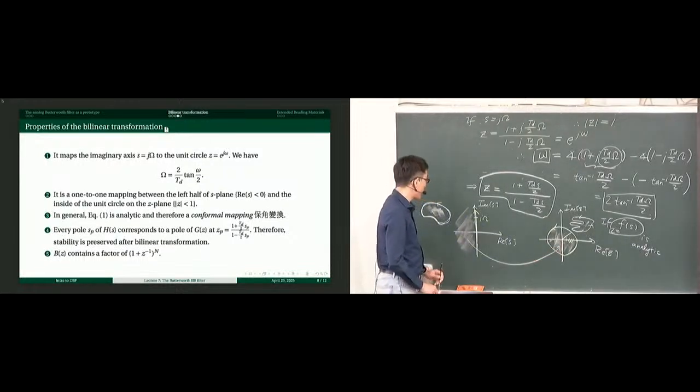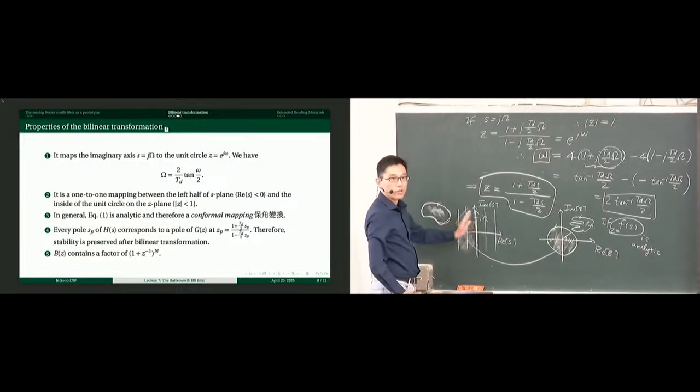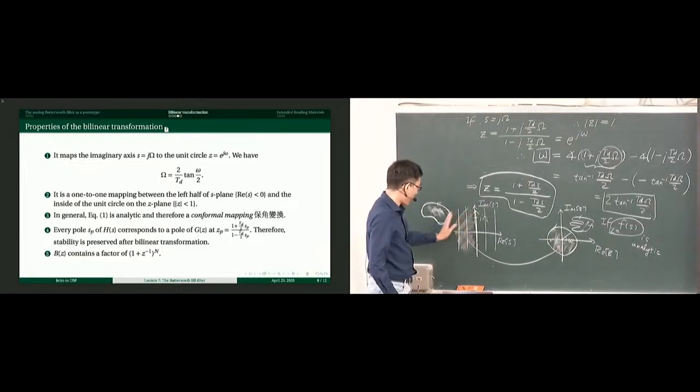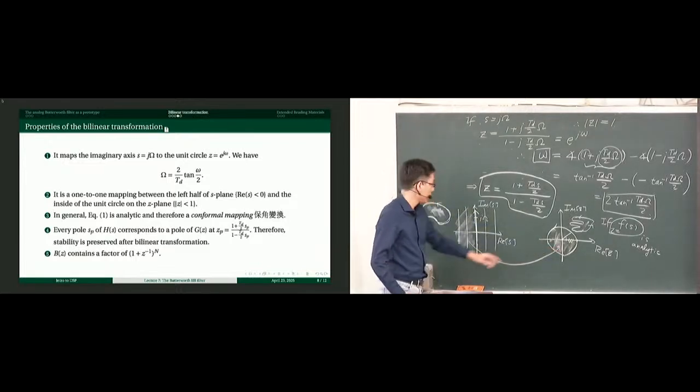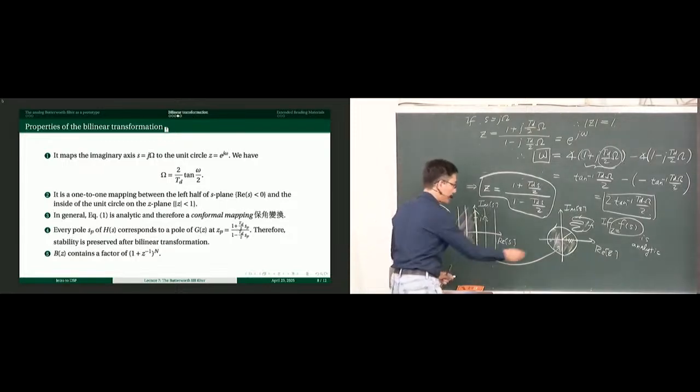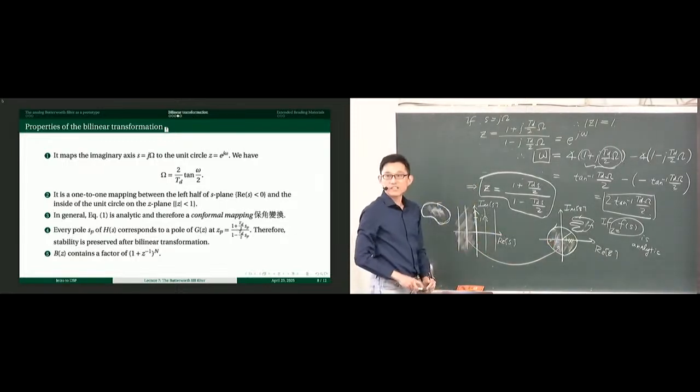But how about, it turns out that all the straight lines, such as all the lines parallel to the imaginary axis, to the left or to the right, will be mapped to circles. And the left-hand side is mapped to the left-hand side, okay? So all these straight lines are going to be mapped to smaller circles inside the unit circle.